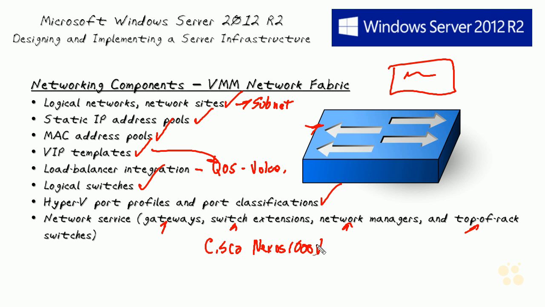Then there's network managers. Network managers allow you to use non-Microsoft network management consoles to configure things like forwarding extensions. You can do logical network sites, virtual machine networks, and all that. Top of the rack switches are basically enabling you to control physical switch ports. You can create corresponding VLANs and apply them to the physical port, and that way your physical and virtual switch settings will be synchronized because you're utilizing this where? In your VMM.